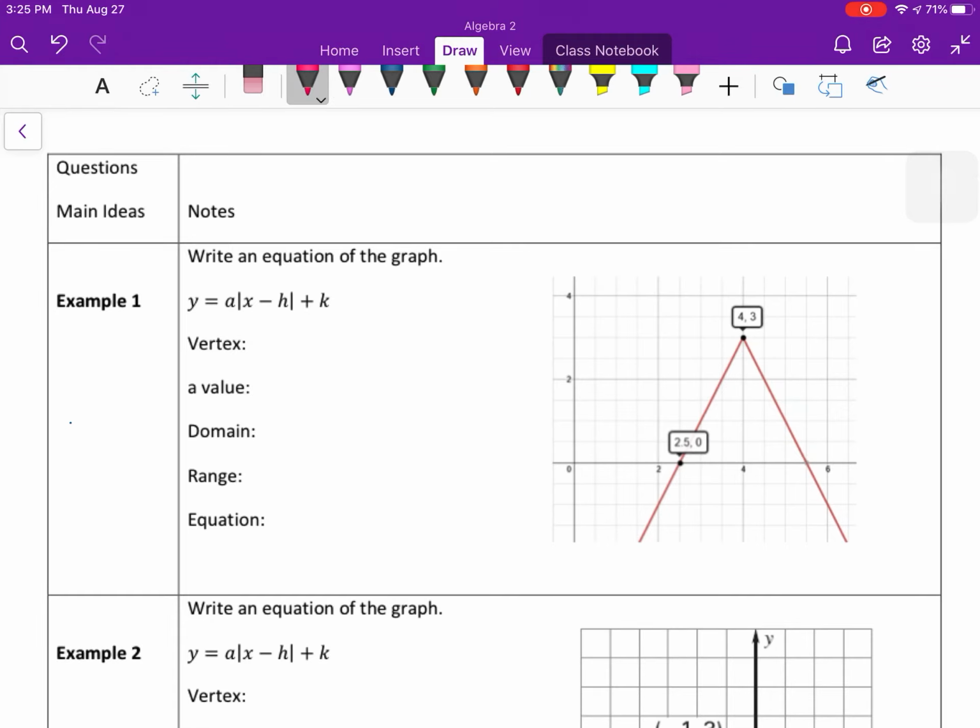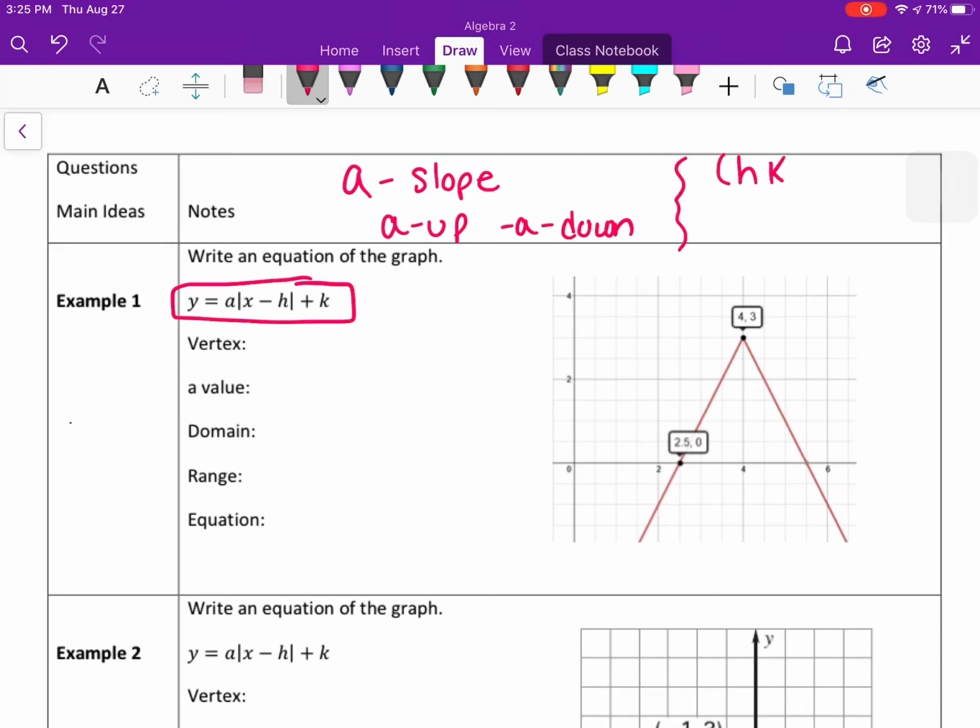If you remember from when you graphed, you have the general equation here, and the A value was the slope of the branch. And you also remember, a positive A opens up, and a negative A opens down. So something to remember. And then you have the H, K, which is the vertical shift, which is also the vertex of our function. So identifying those key pieces.